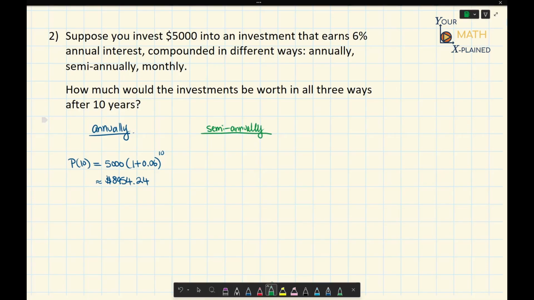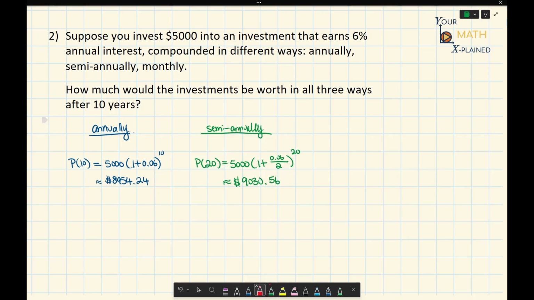Now the next scenario, the investment pays you 6% annual interest, but it's compounded semi-annually. So what that means is that we're going to get 20 compounding periods because we have a total of 10 years, and it compounds twice a year. So in total, we get 20. So then we are going to get P of 20 is equal to 5,000 multiplied by 1 plus, and remember I said that you don't get the 6% every half year. You would get half of that 6%. So 0.06 divided by 2. And this is to the power of 20. Putting that into a calculator is going to give us roughly $9,030.56.